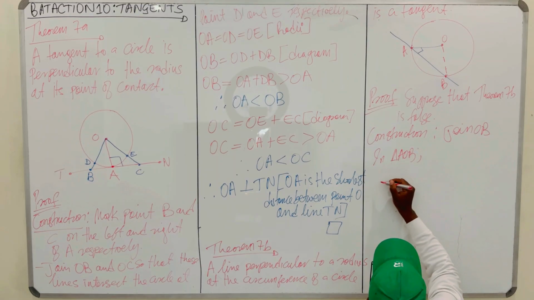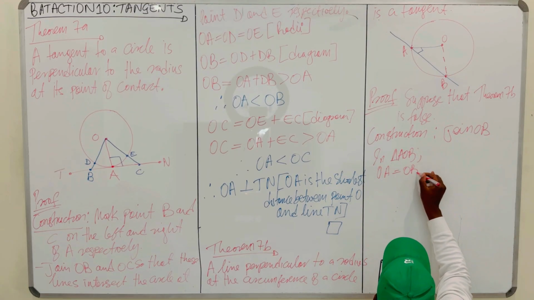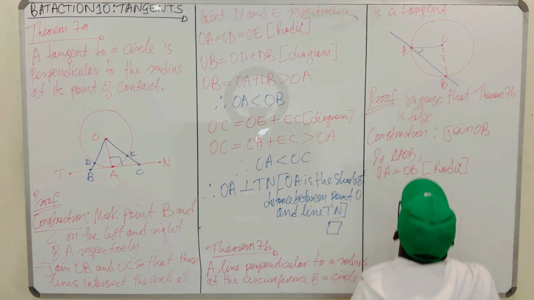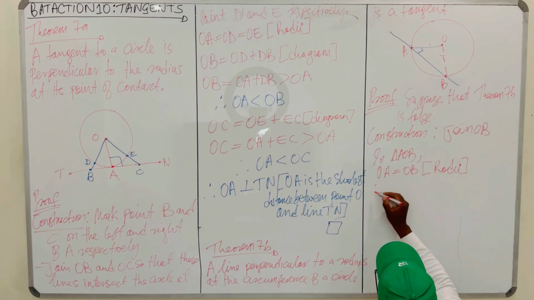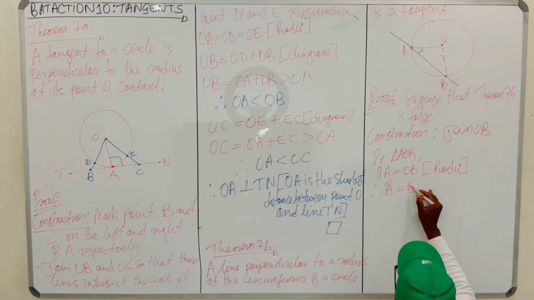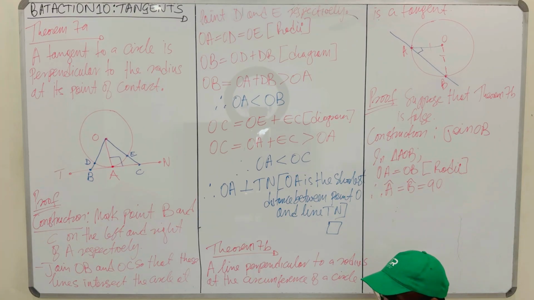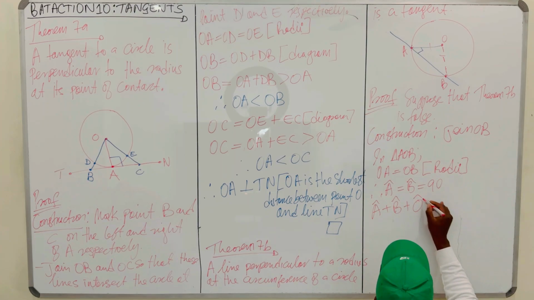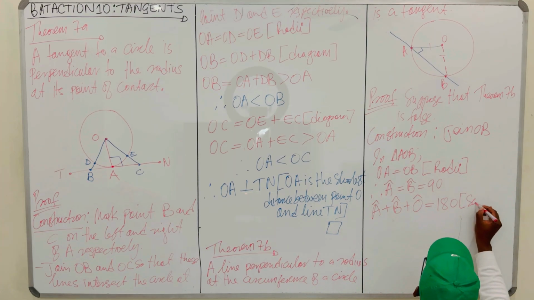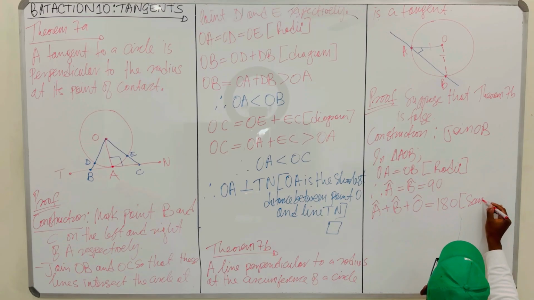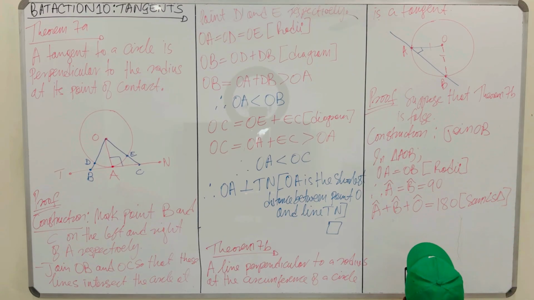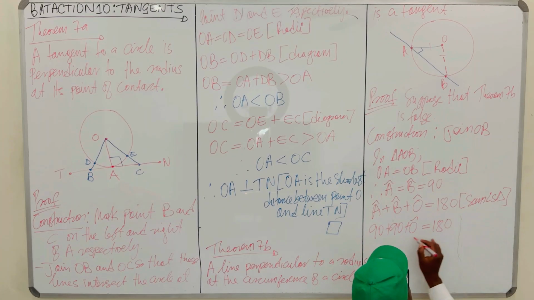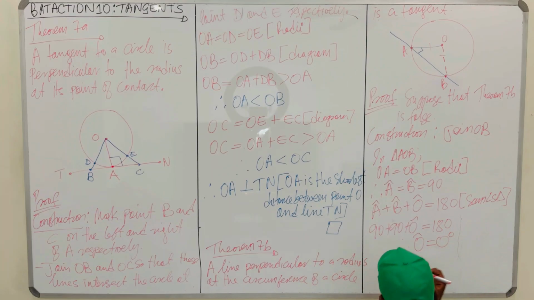in triangle AOB, you can say that OA is equal to OB. These are radii, so these two are equal. What does it say about angle A and angle B? Therefore, angle A is equal to angle B, and they're both what? 90 degrees. So, if you say angle A plus angle B plus angle O, what do they give us? They give us 180 degrees because these are the sum of angles of a triangle, right? In that case, we have 90 plus 90 plus angle O is equal to 180 degrees. Therefore, the angle O is equal to 0 degrees.